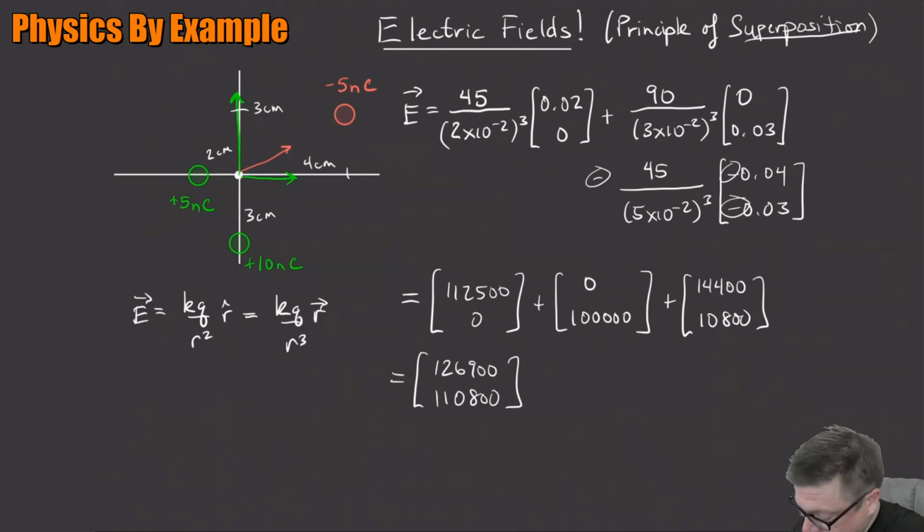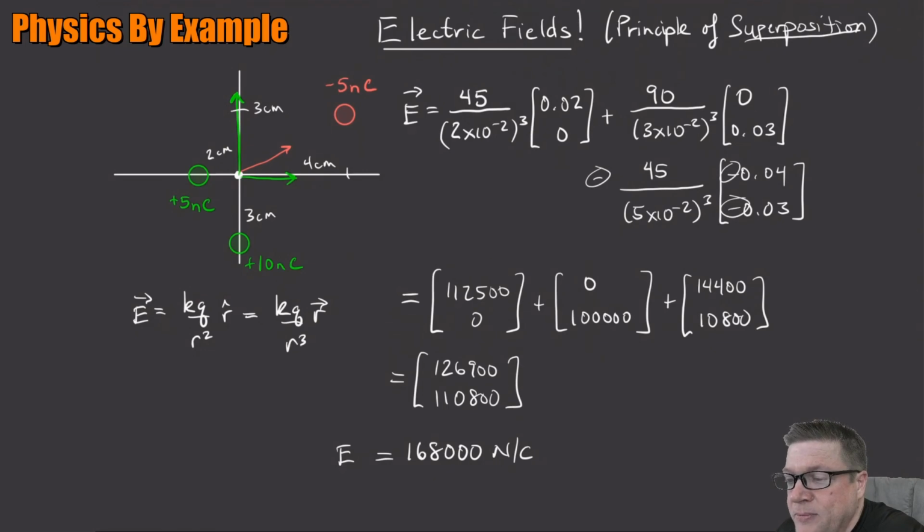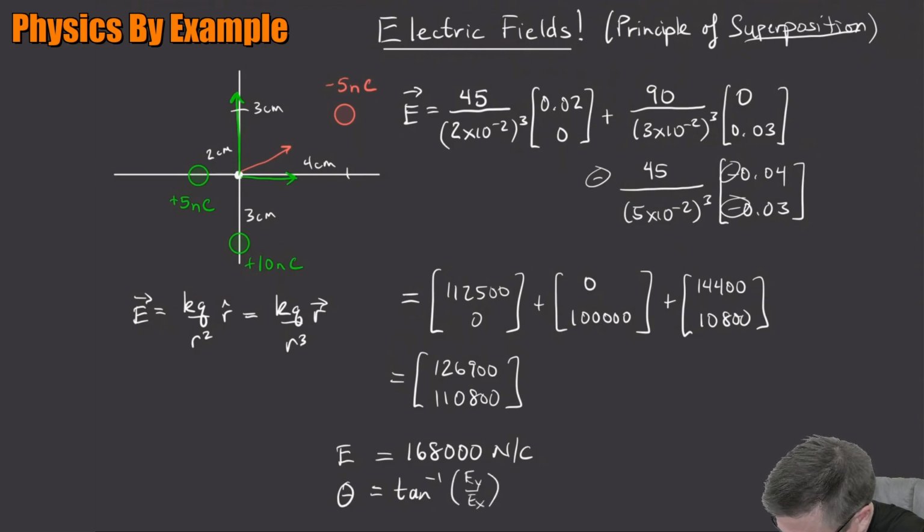If you wanted magnitude and direction, that's fine. If I do ex squared plus ey squared and take the square root, I get about 168,000. You can check me on this. Again, I don't care much about the units right now, but those are the units, newtons per coulomb. And theta, the angle, is the inverse tangent of ey over ex, and you should get something like 41 degrees. There we go.